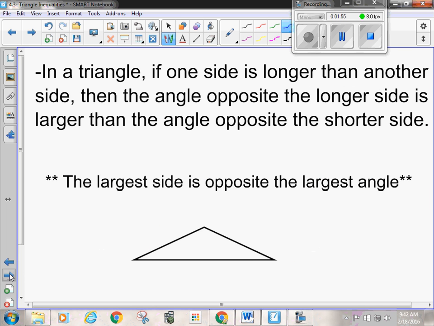Okay. In a triangle, if one side is longer than another side, then the angle opposite the longer side is larger than the angle opposite the shorter side. Let's just make that a short summary. The largest side is opposite the largest angle. So if we look here at our triangle, this is our largest angle, so there's going to be our largest side.